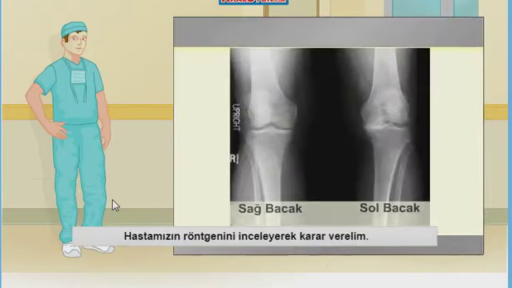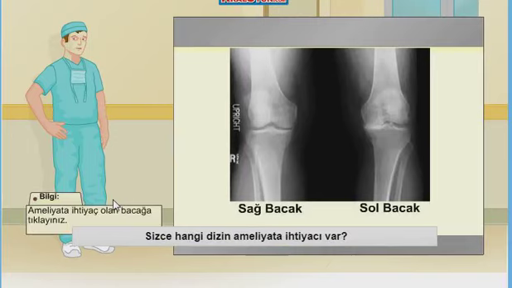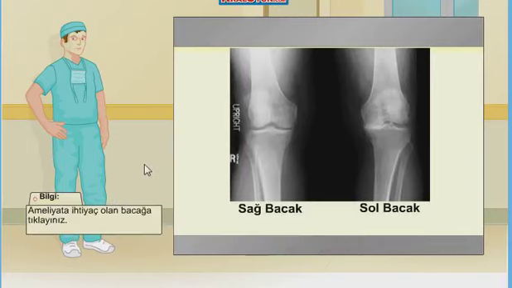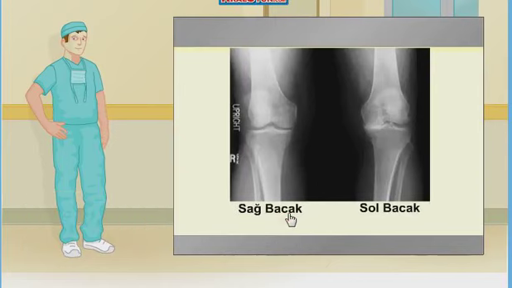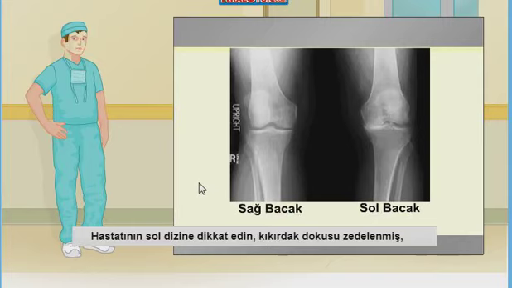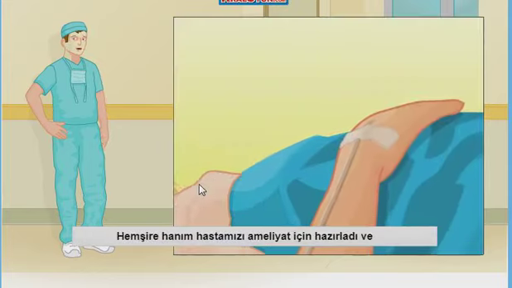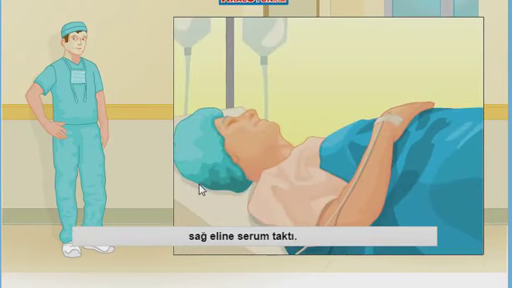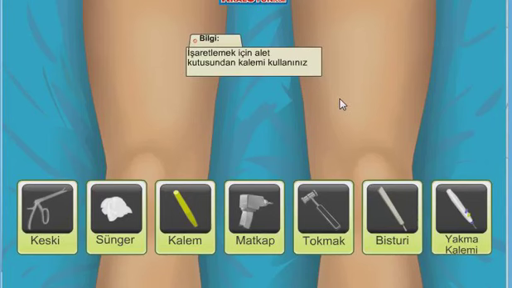Take a moment to look at our patient's x-rays. Which knee do you think needs surgery? Sorry, his right knee appears fairly normal. His left knee appears worn down and lacking cartilage, which is likely the cause of his pain. The nurse has begun prepping our patient for surgery by placing an IV needle.